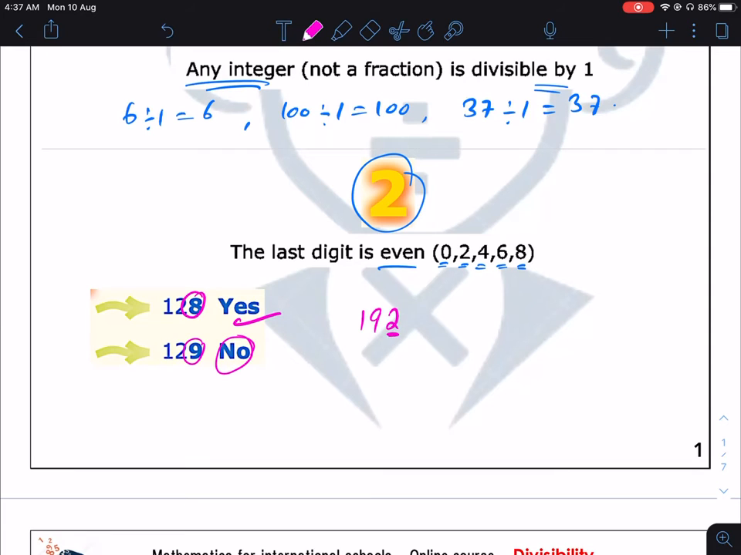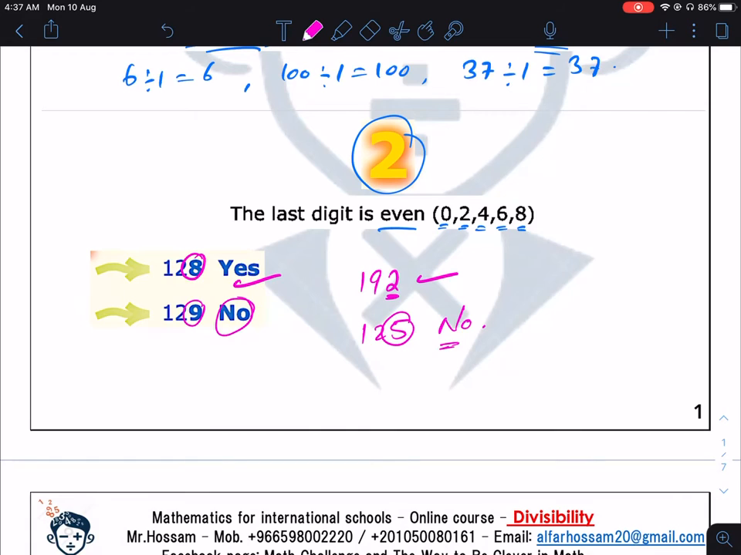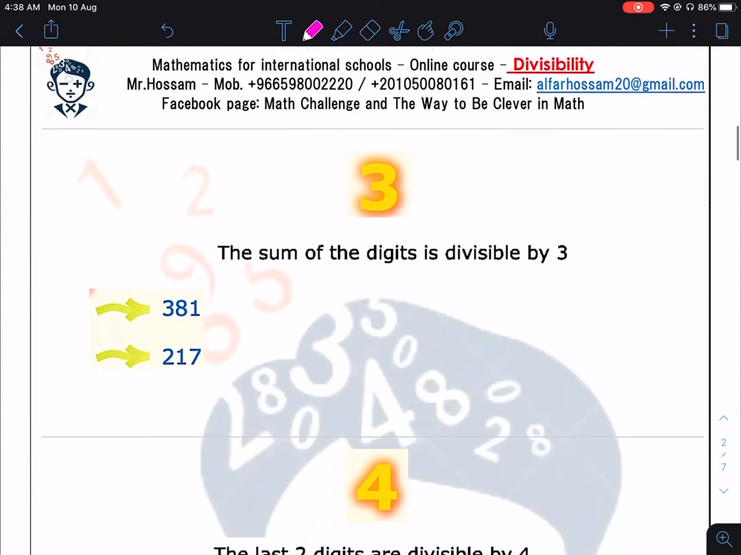192, the last digit is 2, so yes, divisible by 2. 125, the last digit is 5. It's odd, not even, so no, it's not divisible by 2. So to check the divisibility by 2, look at the last digit only. If the last digit is 0, 2, 4, 6, or 8, that means the number is divisible by 2.